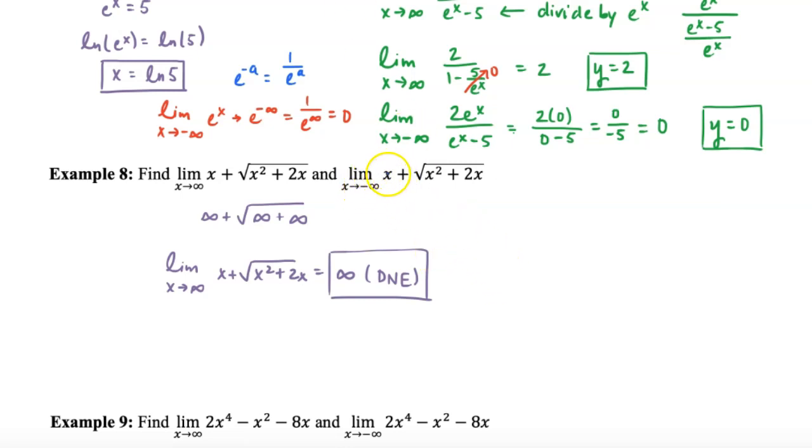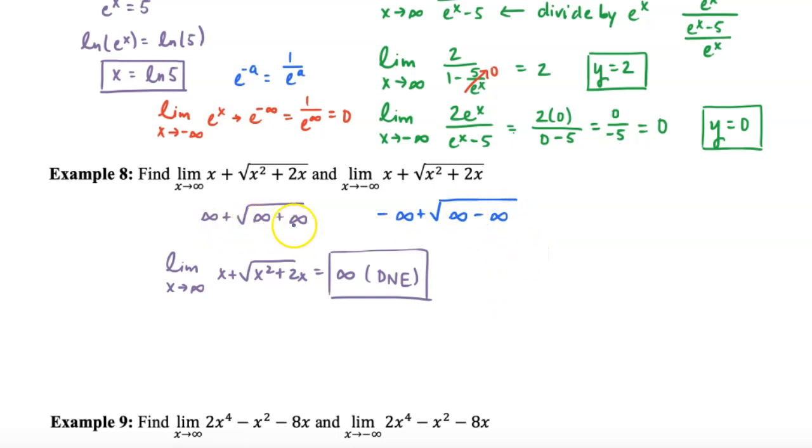Well, when I plug in a really big negative number, I'm going to get negative infinity plus the square root of, well, when I square a negative value, this is going to become a positive. And then I'm adding 2 times negative infinity. Okay, that's going to be a negative value. What is this going to look like? Well, I really don't know.